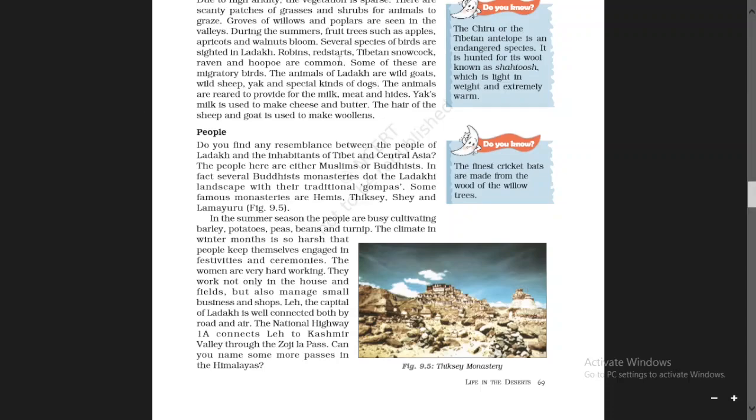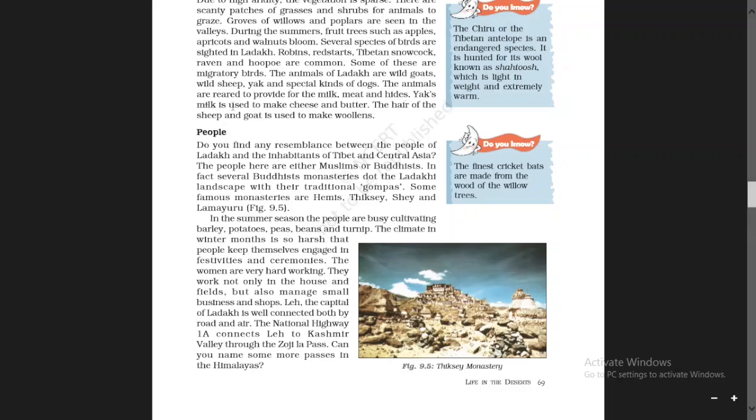The animals are reared to provide milk, meat, and hides. Animals which are domesticated by the people in the Ladakh area provide milk, meat, and hides. Yak's milk is used to make cheese and butter. Yak is a type of bull, and its milk is used to make cheese and butter.